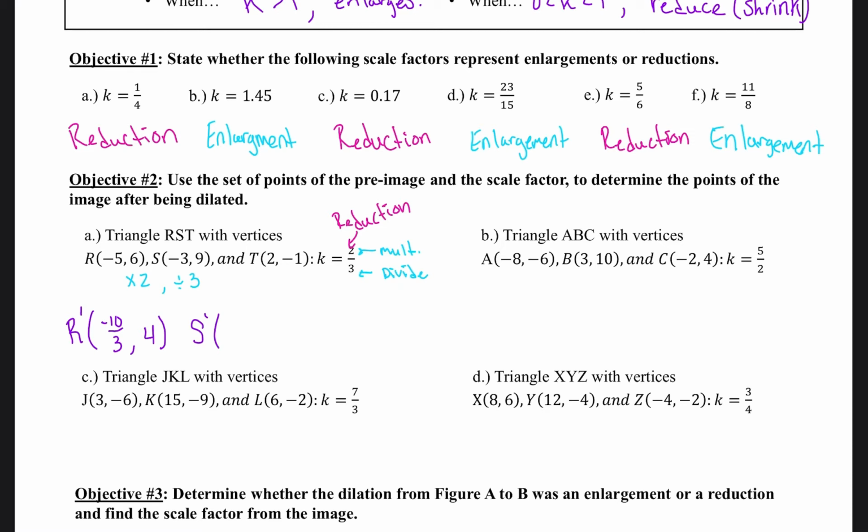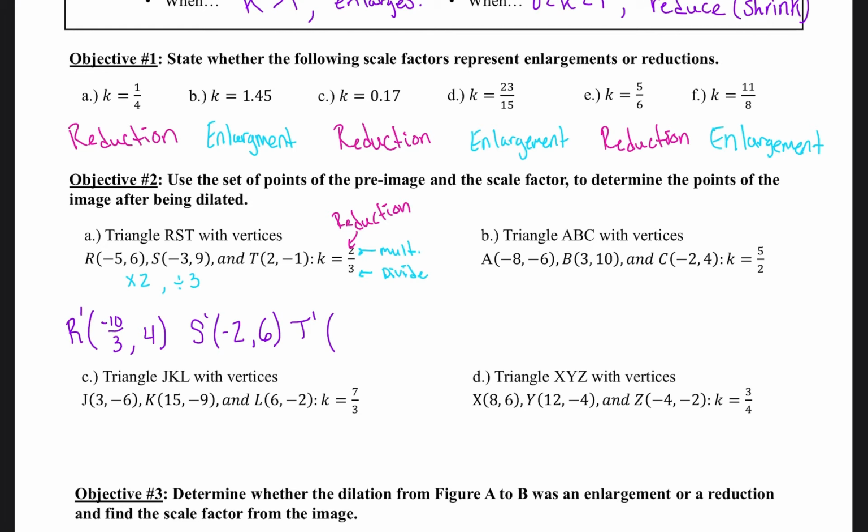S prime. -3 multiplied by 2 is -6. -6 divided by 3 is -2. For the 9, 9 multiplied by 2 is 18. 18 divided by 3 is 6.